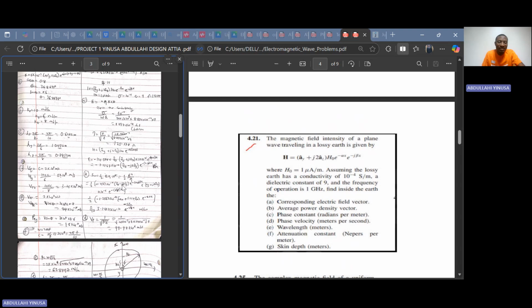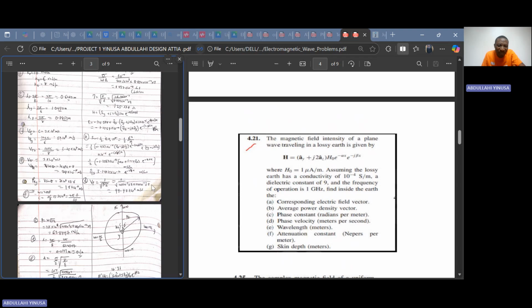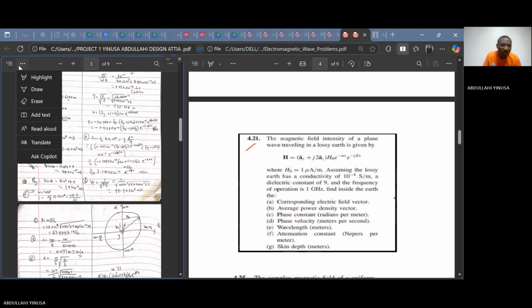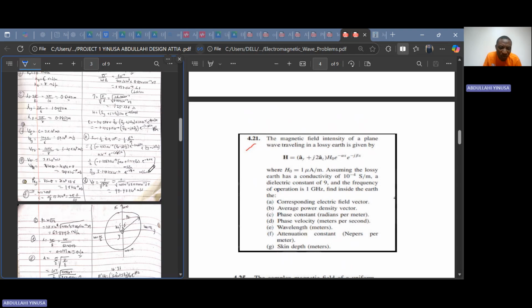So it follows. We're going to use the same thing we did here to arrive at our final answer. And then this is what? This is watts per meter square, not cube. This is an error. It is watts per meter square here, right? So that's about that.